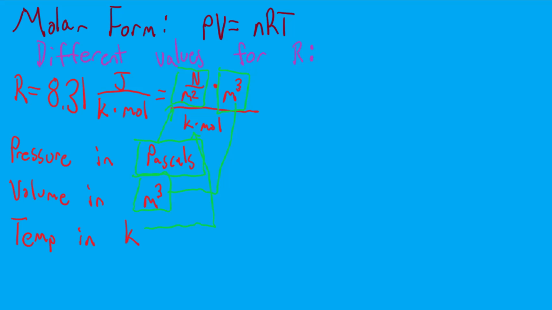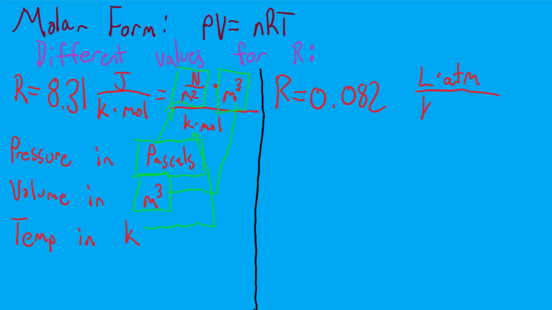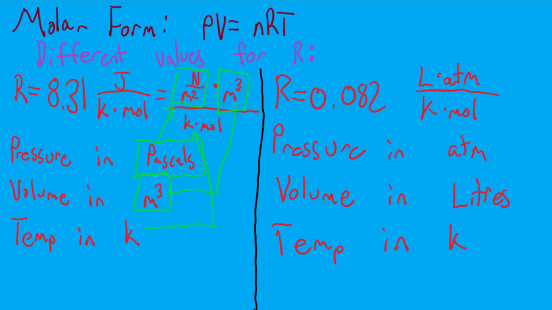The next value of R is equal to 0.082 liters times atmospheres divided by Kelvin times moles. Here, pressure corresponds to atmospheres, volume corresponds to liters, and temperature corresponds to kelvins. I did not need to break the units up any further because each variable corresponds directly to the variable in the formula. The next form is the molecular form, with PV equal to N times Kb times T.